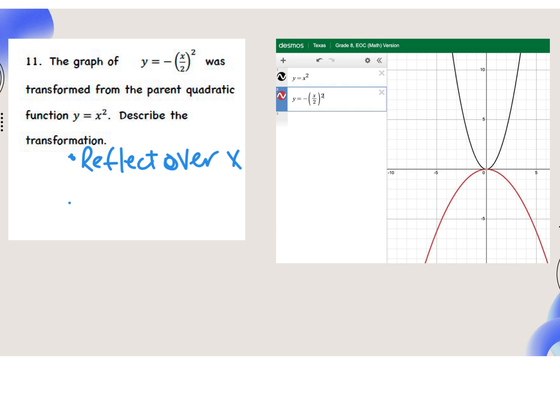Now, this is in the parentheses, and in the parentheses was the fly machine. So that is actually a horizontal, and it's getting wider. So that's going to be a horizontal stretch. Because if you're thinking about the fly machine, and when your arms go out, they are stretching. When they come in, they are compressing.